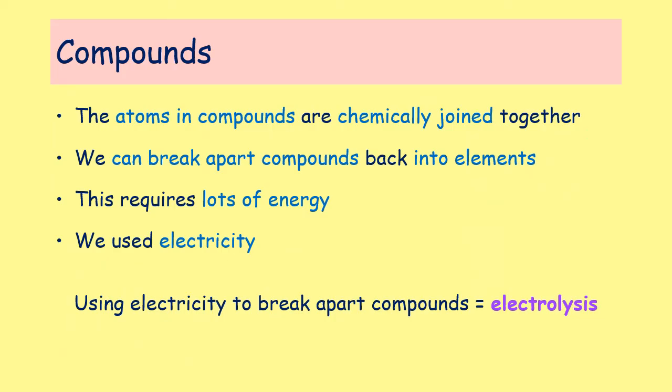Now we're going to look at if we have a compound and we want to turn it back into an element, what do we do? Well, because the atoms in compounds are chemically joined, we need to use lots of energy to break apart those atoms. And how we do this is we use electricity. And we use a process called electrolysis. So the lysis part at the end, that just means breaking, and the electro means electricity. So breaking apart chemicals is electrolysis.